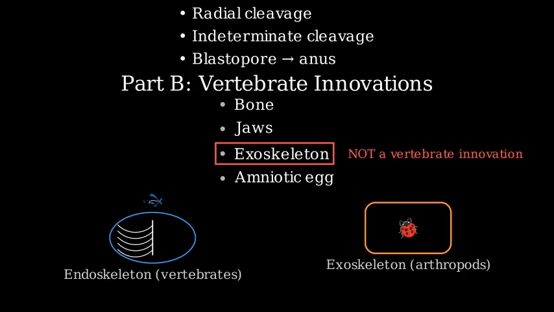And these are vertebrate innovations: mineralized bone, jaws derived from gill arches, and the amniotic egg, which frees reproduction from water.